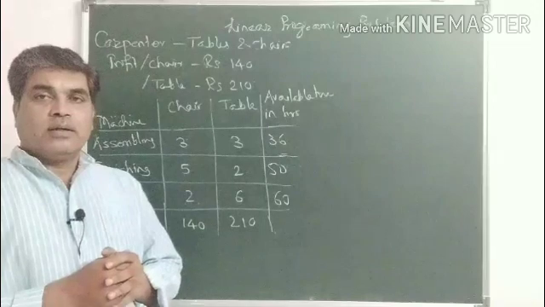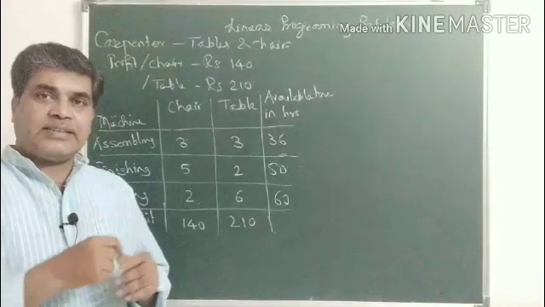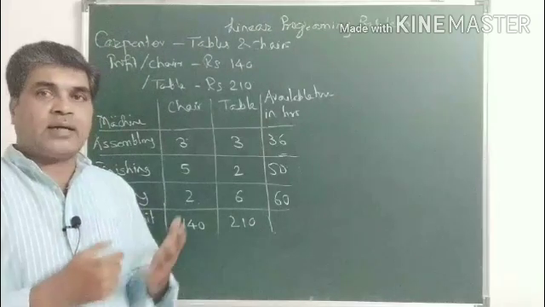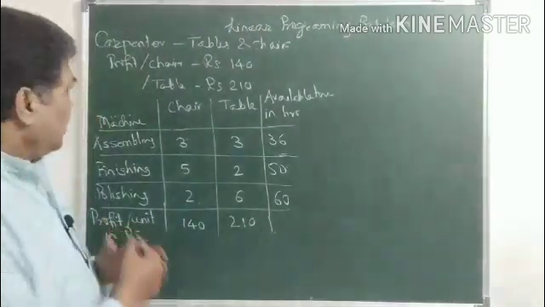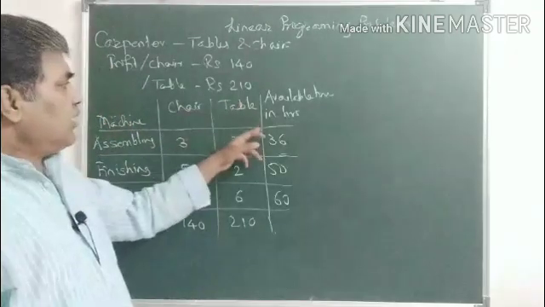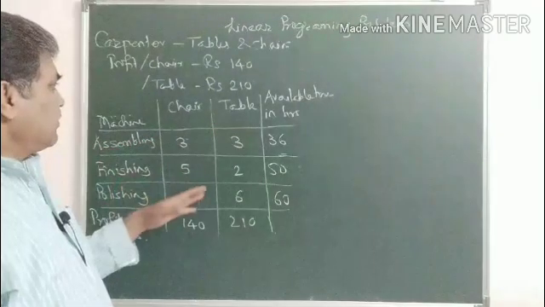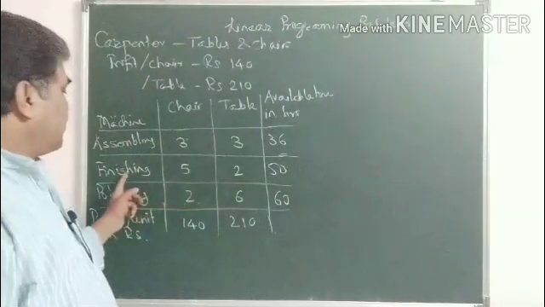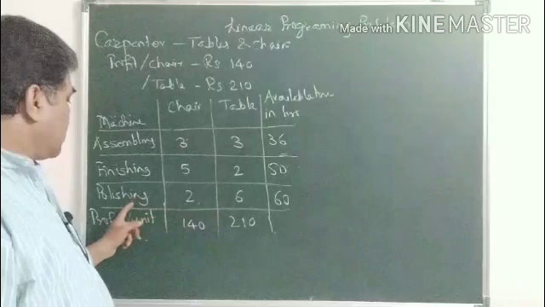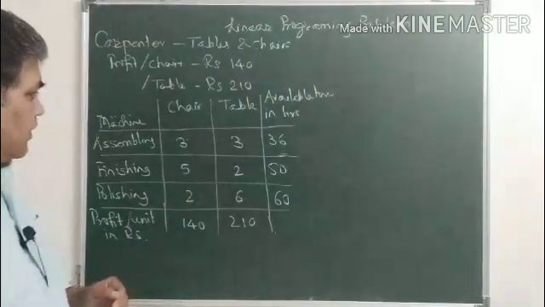And our aim is to find number of tables and chairs to be produced so that that carpenter will get maximum profit by using his ability for assembling, ability for finishing, ability of hours for polishing, etc. That are the constraints to him.